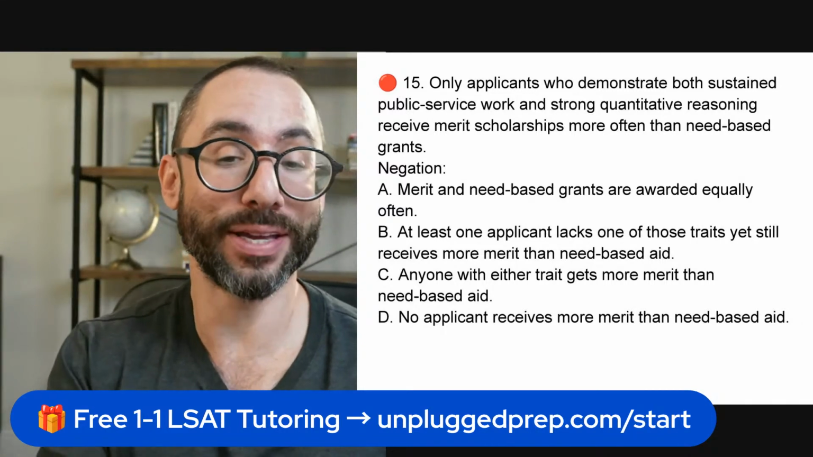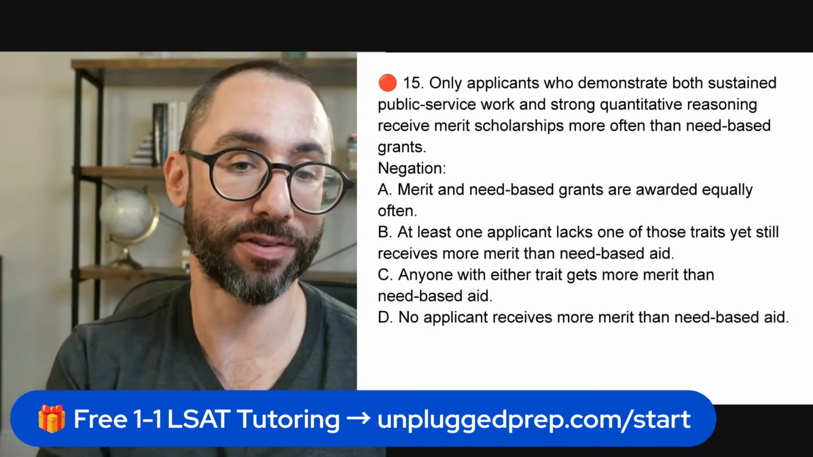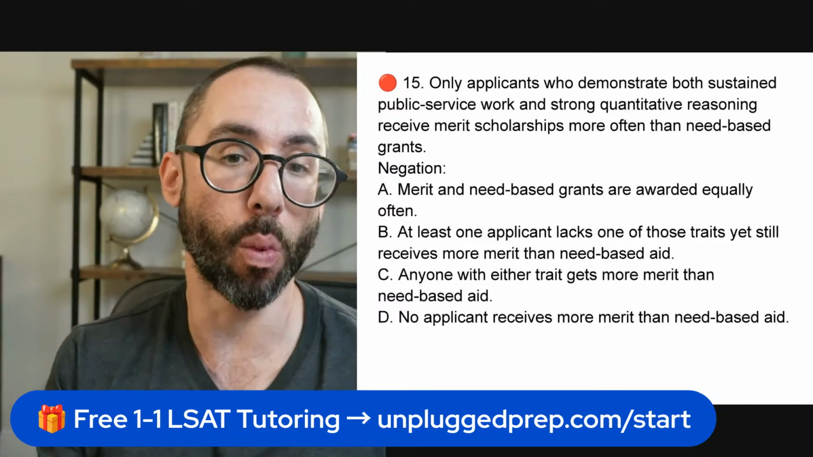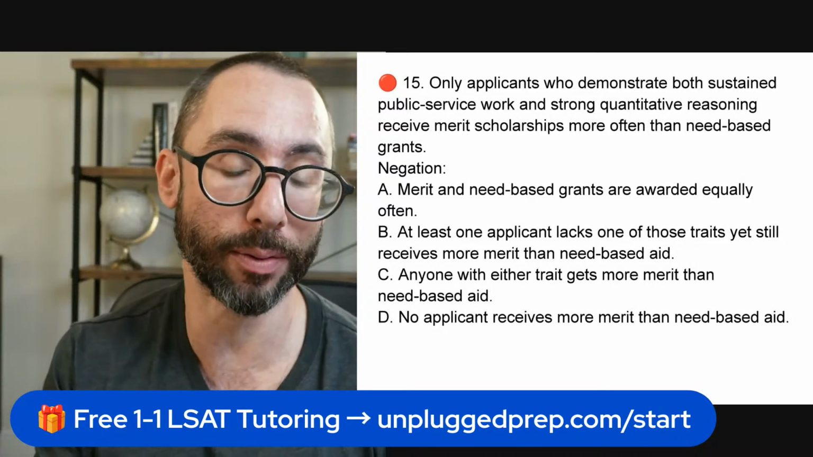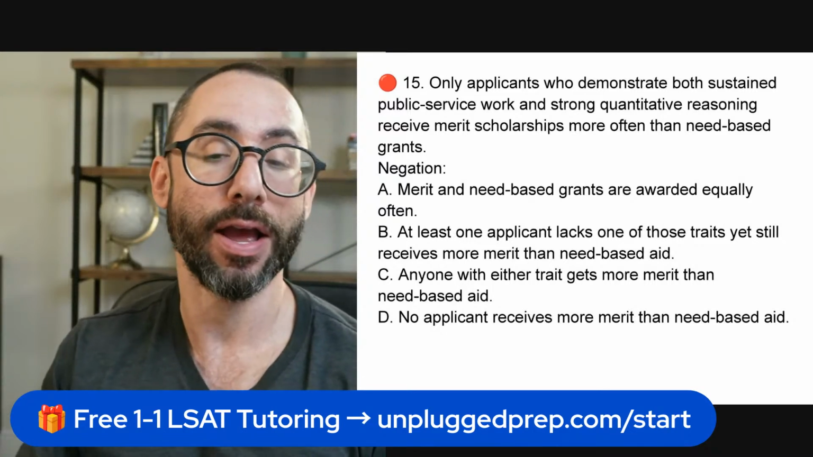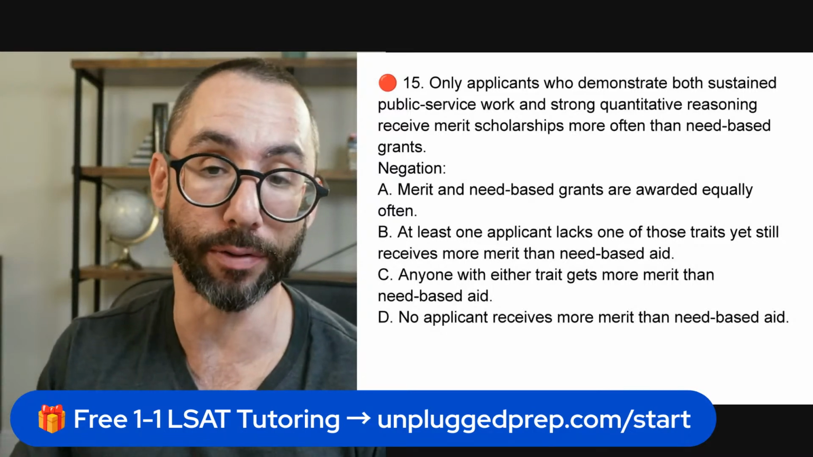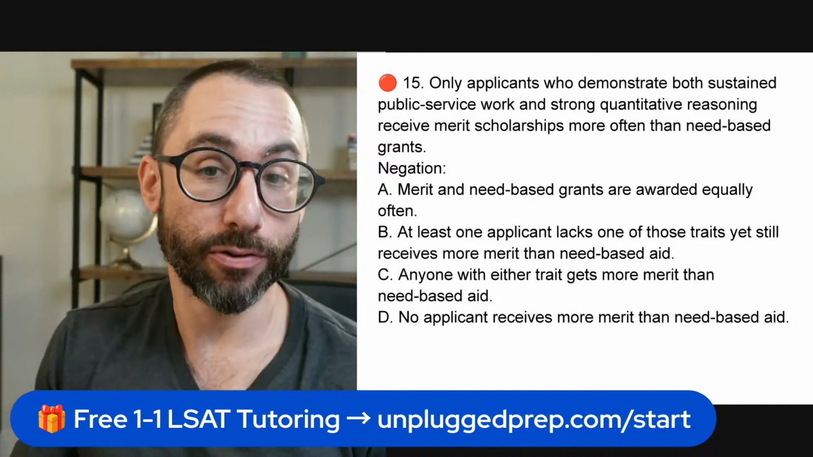At least one applicant lacks one of those traits, yet still got more merit aid. Why? Because the original was establishing a requirement, and B is negating that by allowing for an exception. Well done. So we're 15 drills in so far, 15 questions in.